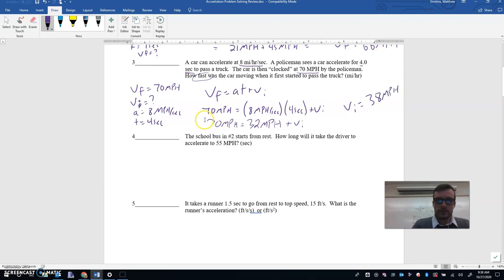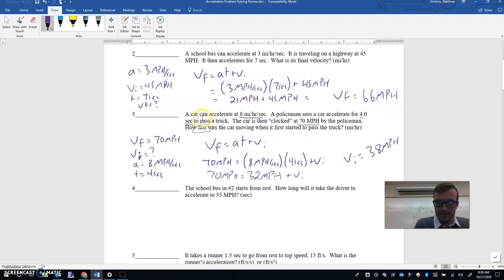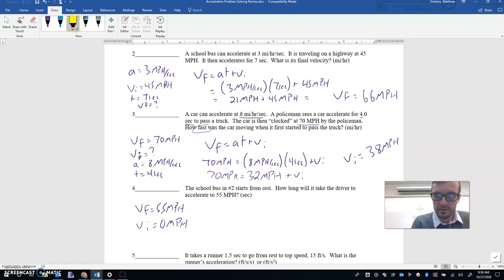All right. The school bus in number 2, that one up there, starts from rest. How long will it take the driver to accelerate to 55 miles per hour? So the final speed we're talking about is 55 miles per hour. And it says it starts from rest. The initial speed is 0 miles per hour. And up in number 2, it says the bus can accelerate at 3 miles per hour per second. That seems kind of slow, but maybe it's per second. Let's see what it is. 3 miles per hour per second. So it says how long. So here we're solving for time.